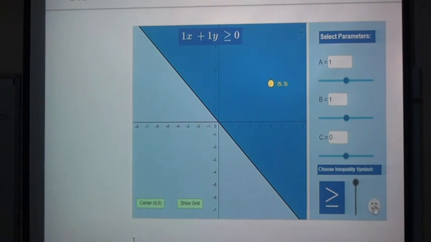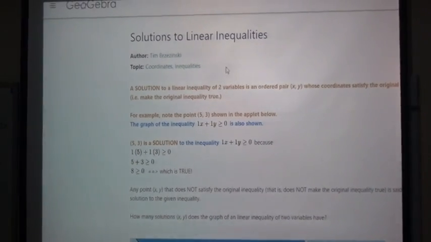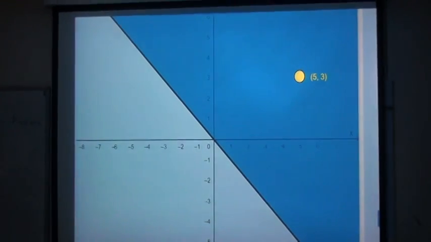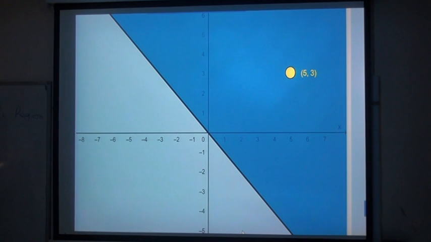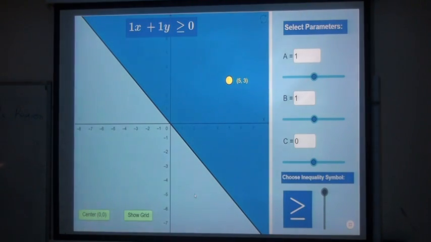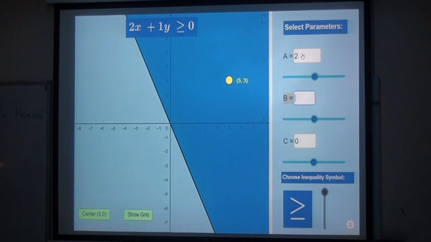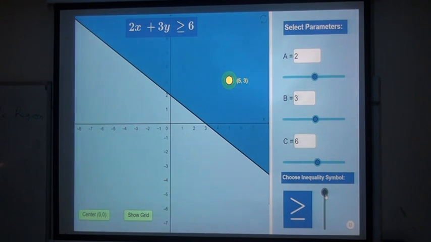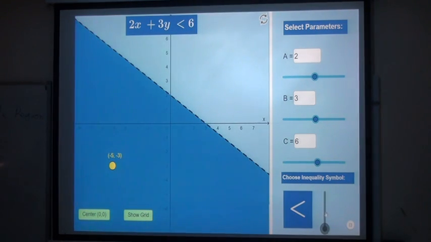Can you see the title, Solution to Linear Inequalities? I'm going to enlarge it. I need everybody's attention, and I will reduce my projector. We're going to put different numbers. For example, I put 2, maybe 3, 6. I can change the symbol from greater or equal to less or equal to. Can you see? So you can practice with this as well.